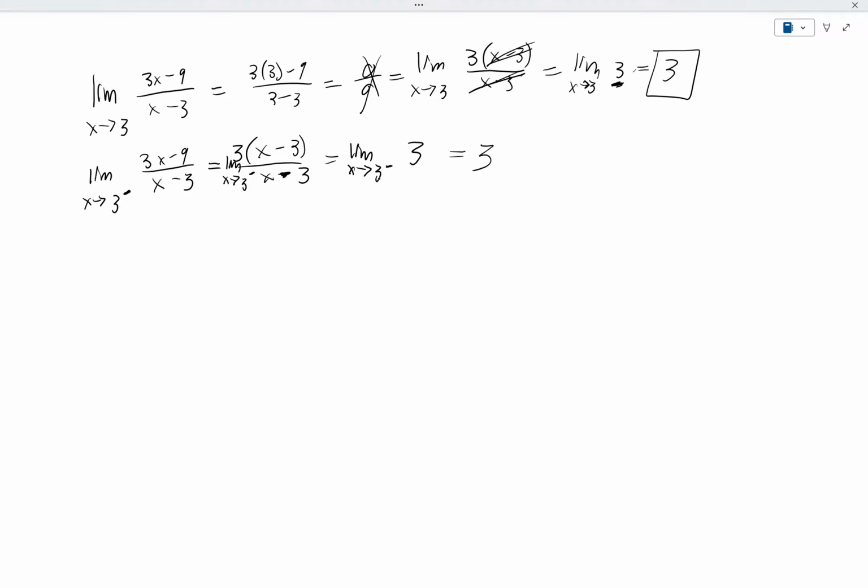As you can see, this number doesn't really matter down here. Whether it's 3 from the positive or 3 from the negative, we're still going to get just plain old 3. So you can see that the limit from both the left and right side are equal to each other. They're 3. So the overall limit is 3.